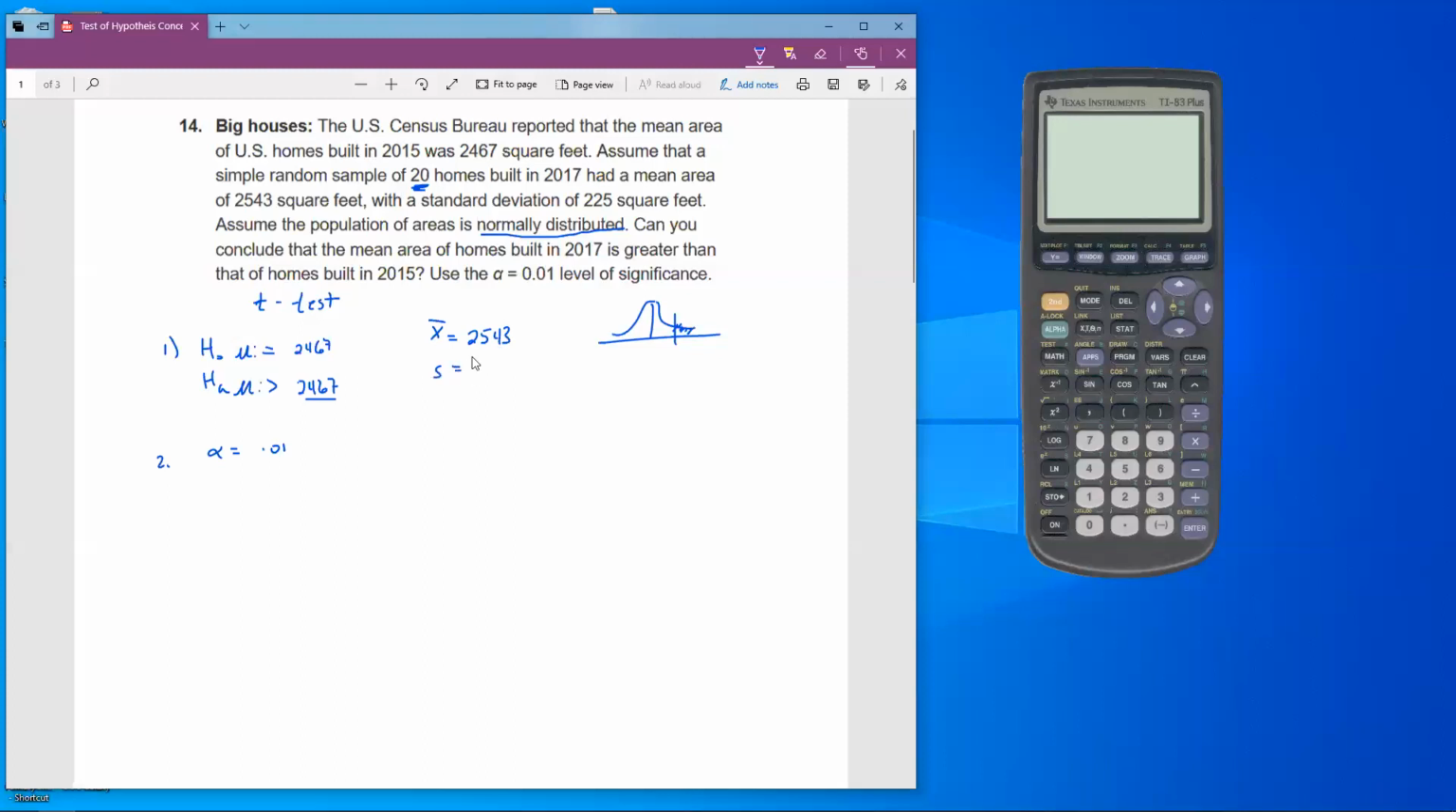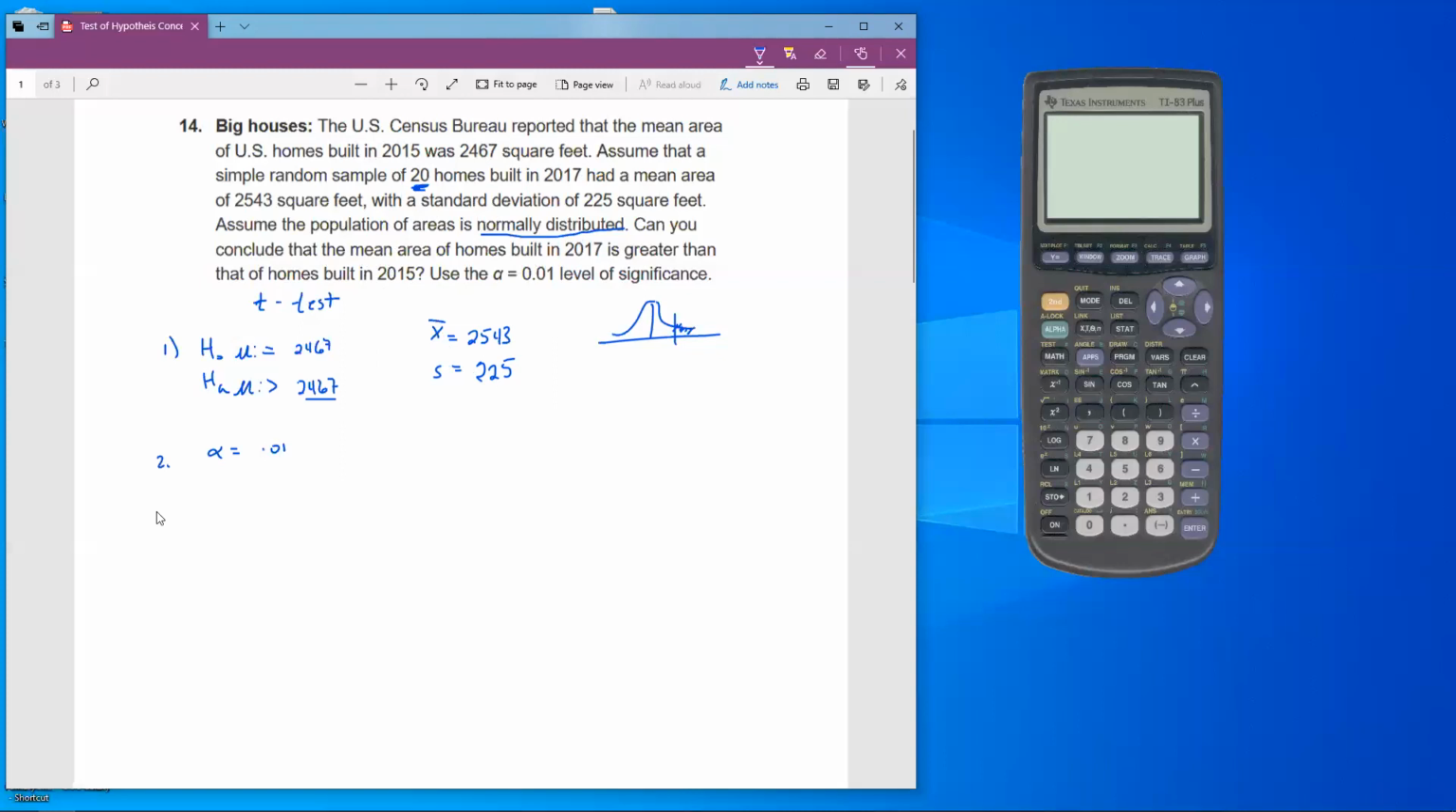We had a standard deviation. Notice I'm using S because it's the sample standard deviation of 225. The years don't really matter, do they? That's important to the people that are building homes or buying homes, but we don't really care what the years were. That's not a number that's going to occur in our problem here.